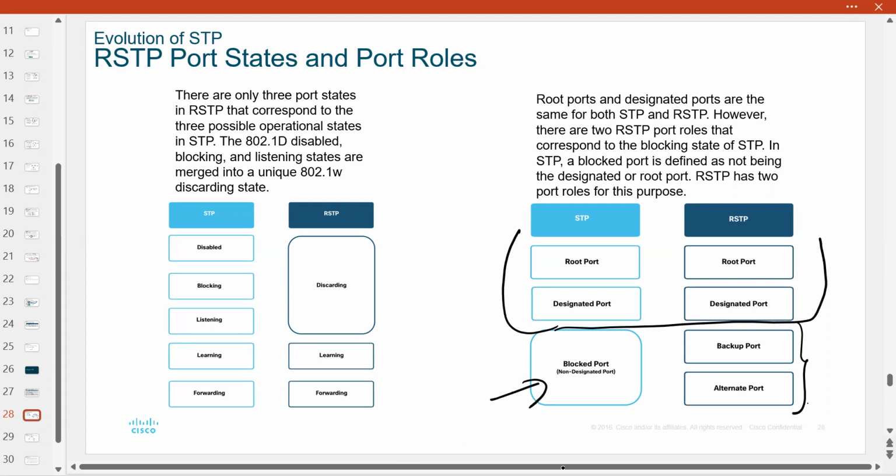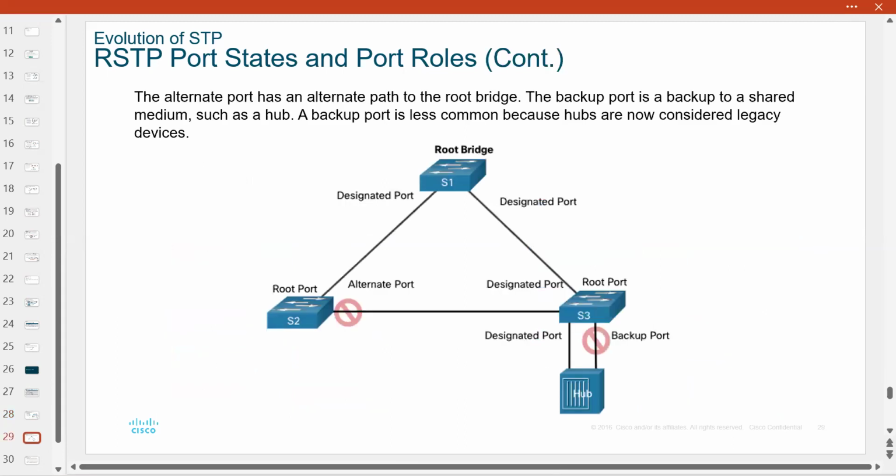Right, best explained in this slide is the difference between the backup port and the alternate port. With the alternate port, we have an alternate path to the root bridge. The backup port is a backup to a shared medium such as a hub.